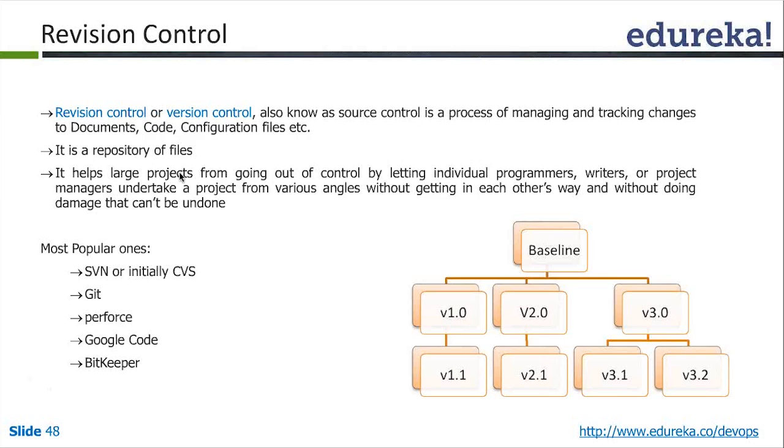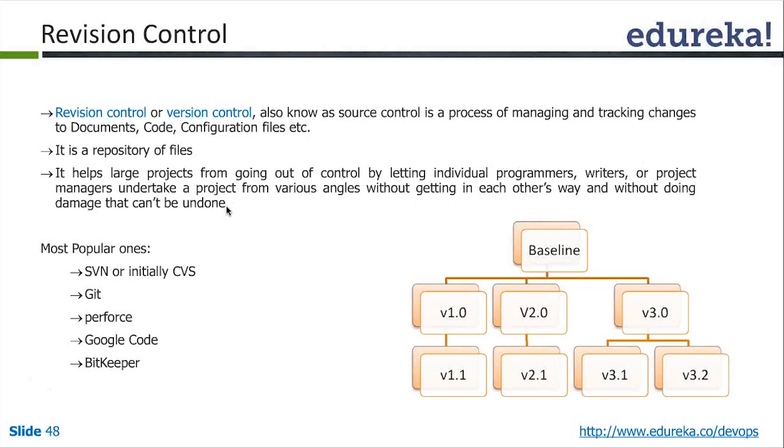It is a repository of files. It helps large projects from going out of control by letting individual programmers, writers, or project managers undertake a project from various angles without getting in each other's way and without causing damage that can't be undone. We actually had CVS, which was the most popular of the open source tools, but it was a bit complicated, and that got branched out into SVN. SVN is quite popular in India, and SVN then got replaced more by Git.